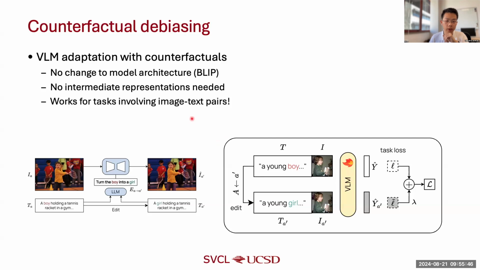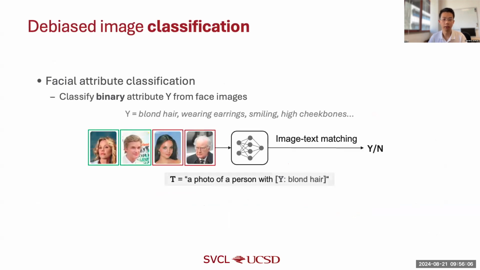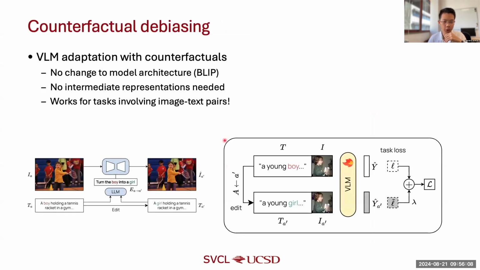And most importantly, the same idea can be applied to all tasks involving paired image and text, such as retrieval and captioning, as long as your VLM supports them. So basically, all we need is the corresponding task loss without having to specialize our methods for each downstream task.